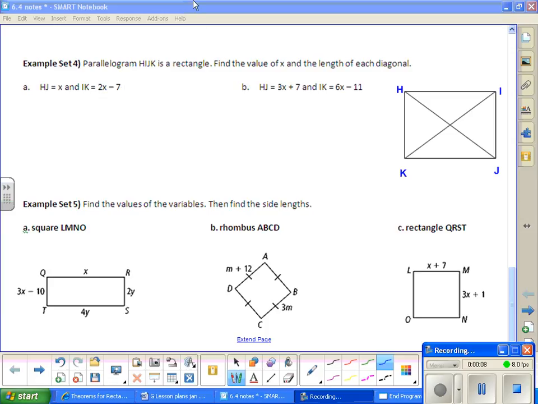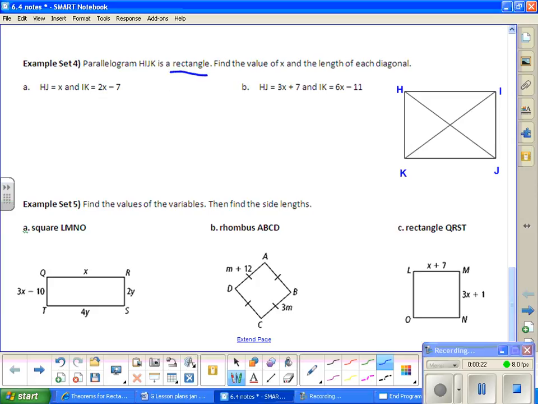This was the one where you're going to have to go ahead and label HIJK. I don't believe I did it in the notes. And it says parallelogram HIJK is a rectangle. So that's important to know. Find the value of x and the length of each diagonal.